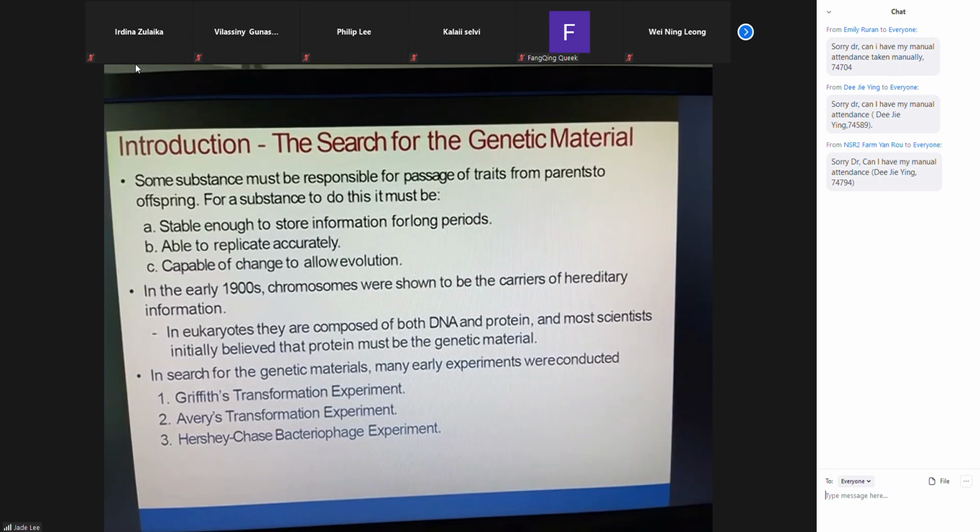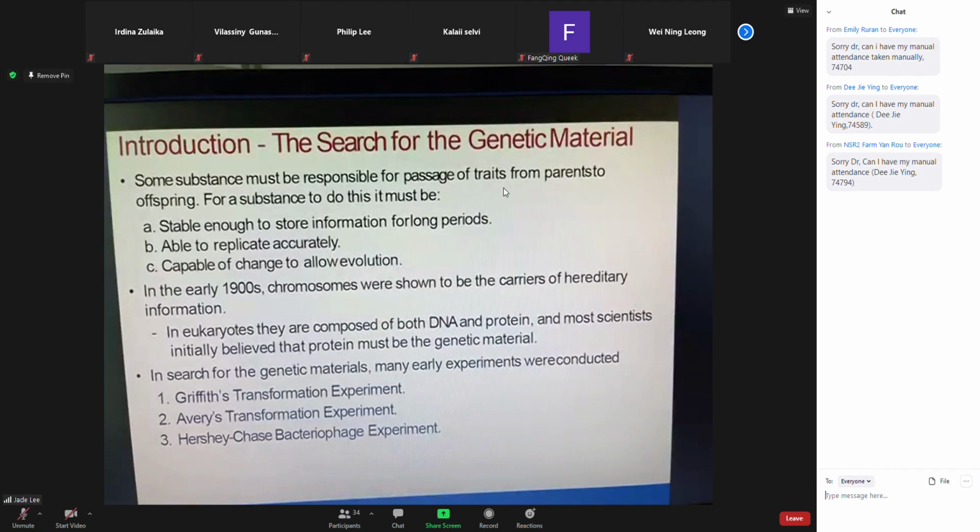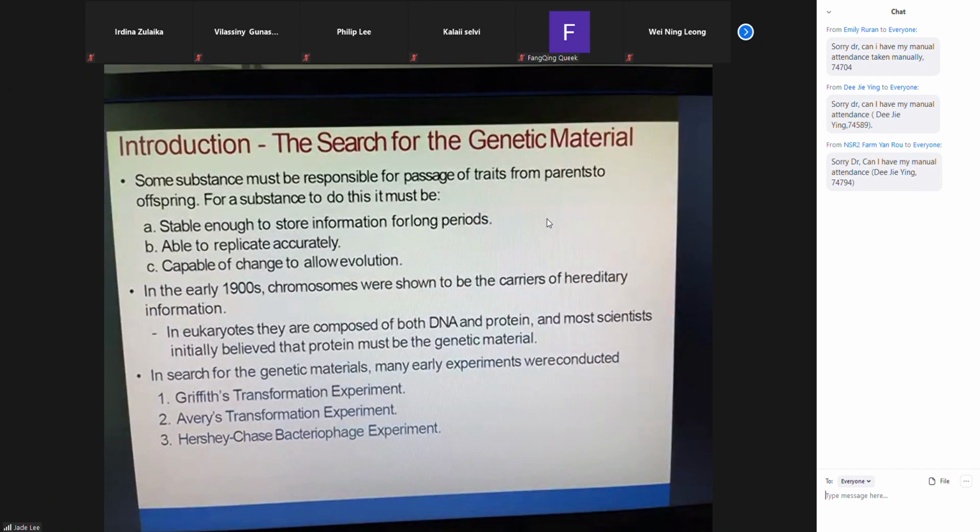Yeah. So this information cannot be stored for just a very short time, because you need to pass it down until you reach maturity. This information can be passed down, and it takes years and years, and it must be able to replicate accurately.